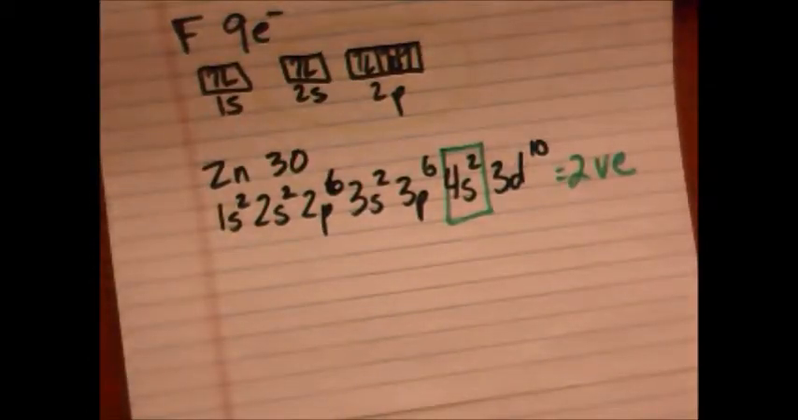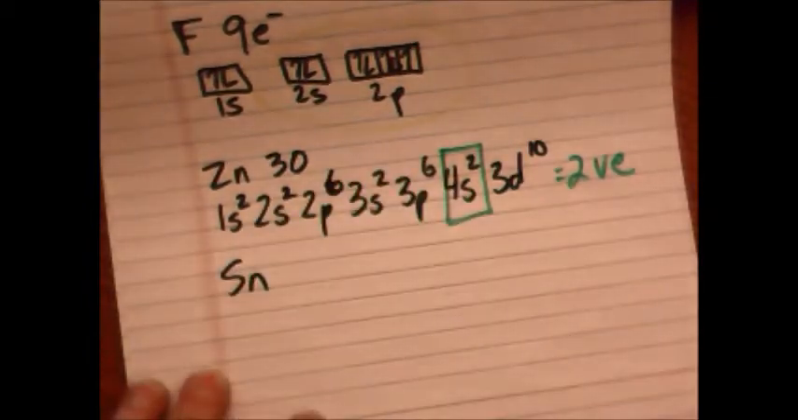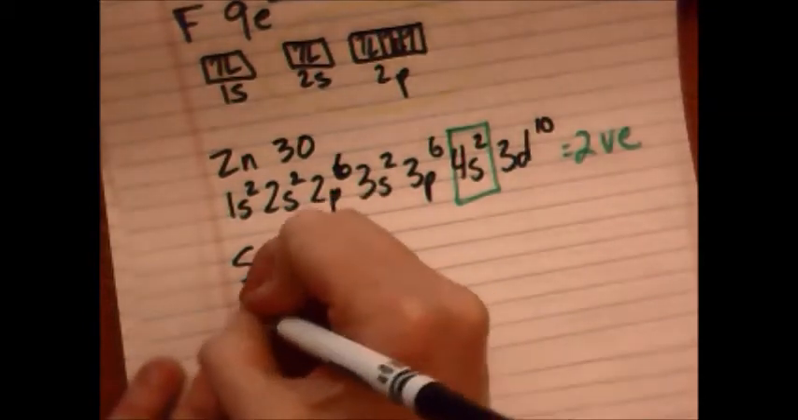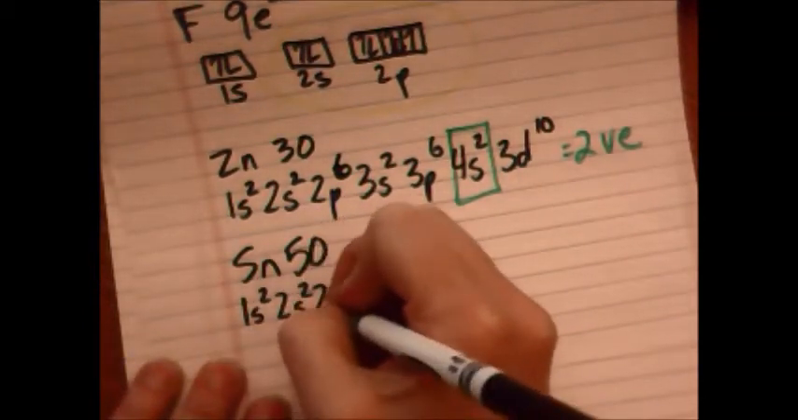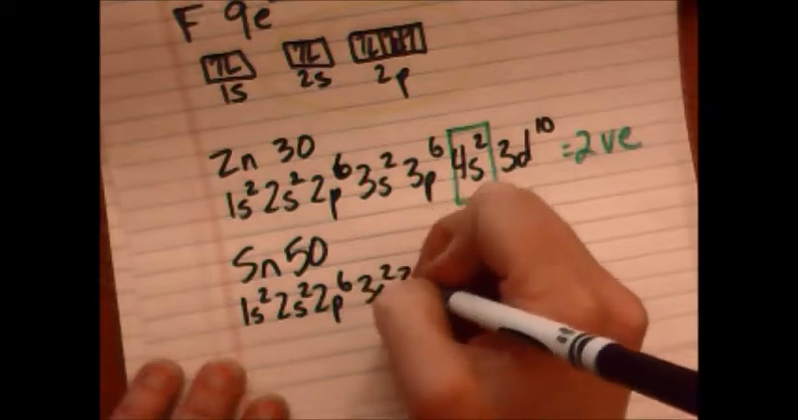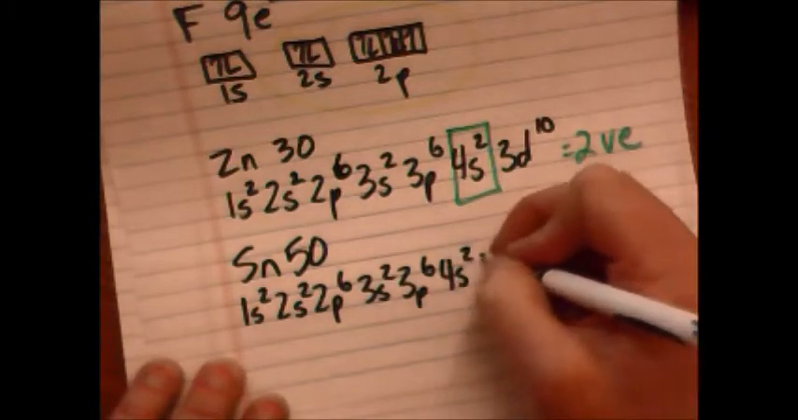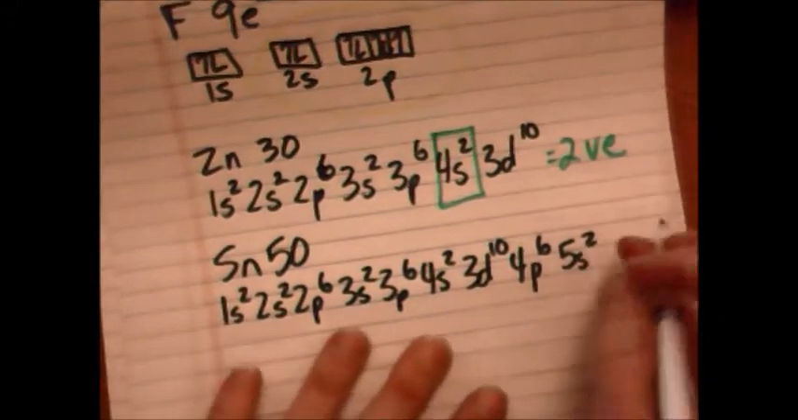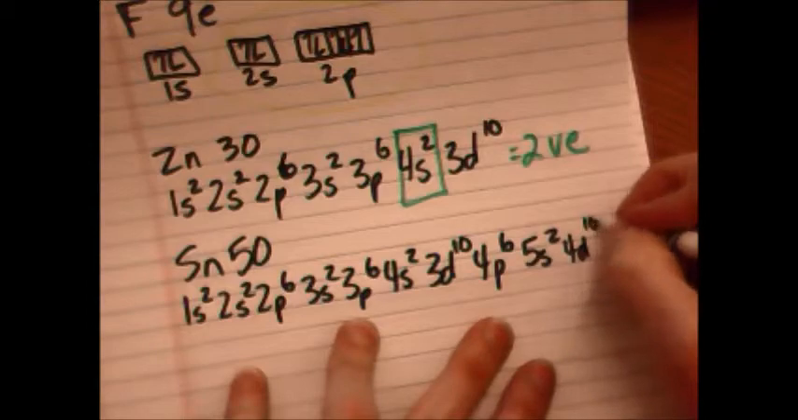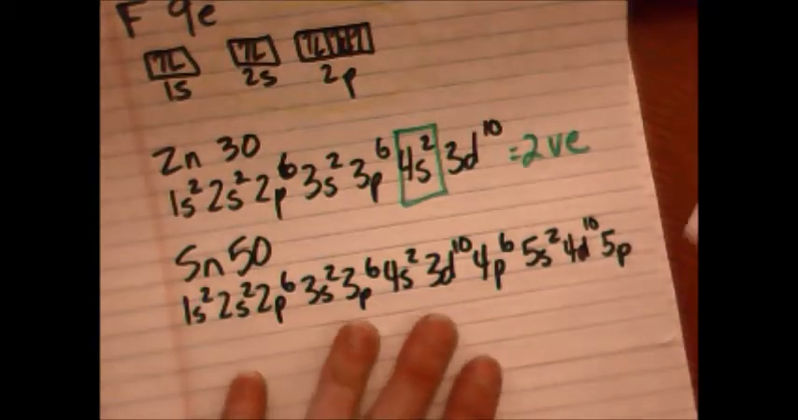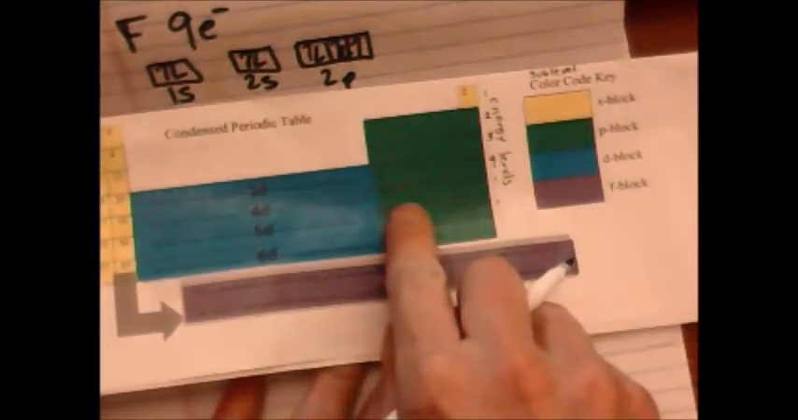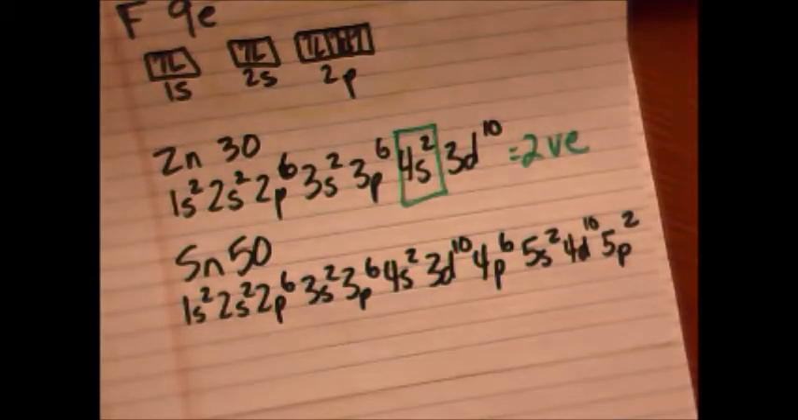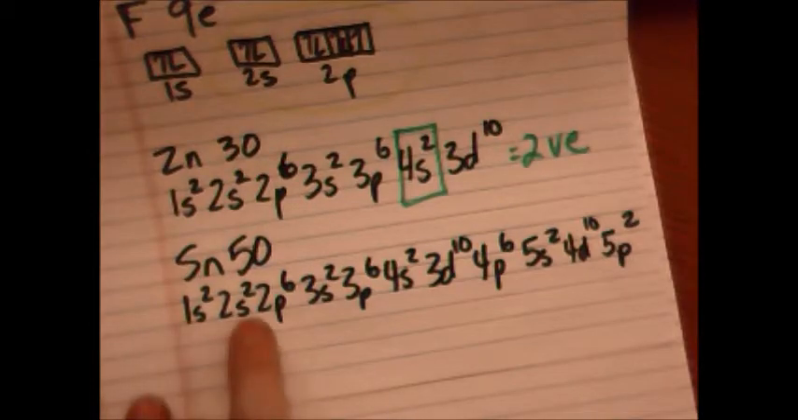If we did another slightly complicated one, tin. Tin has 50 electrons. So it's got 1s2, 2s2, 2p6, 3s2, 3p6, 4s2, 3d10, 4p6, 5s2, 4d10, and 5p. It's only going to go to 2. It's the second one over in 5p. So it's 5p2.